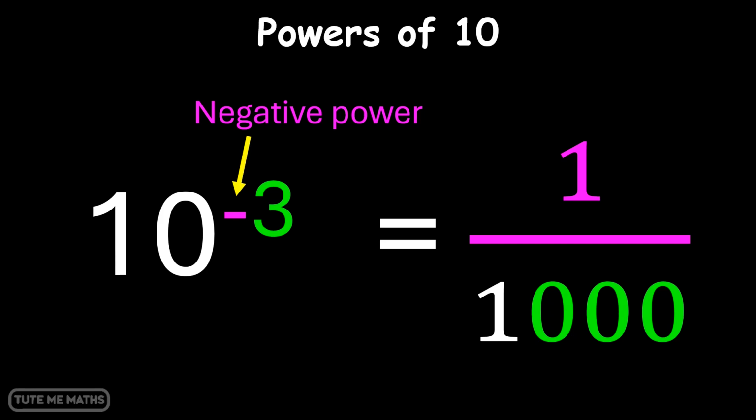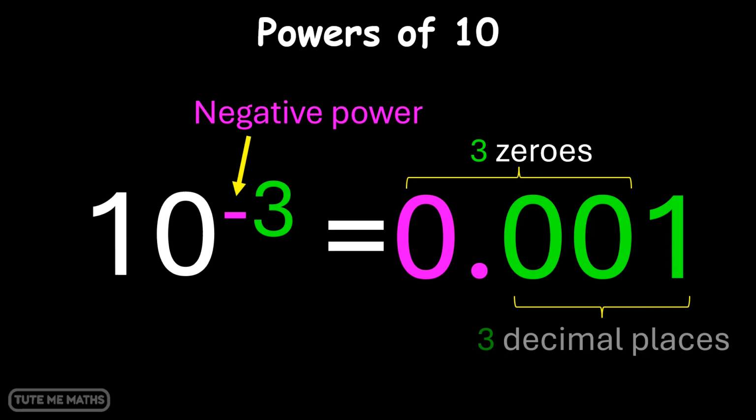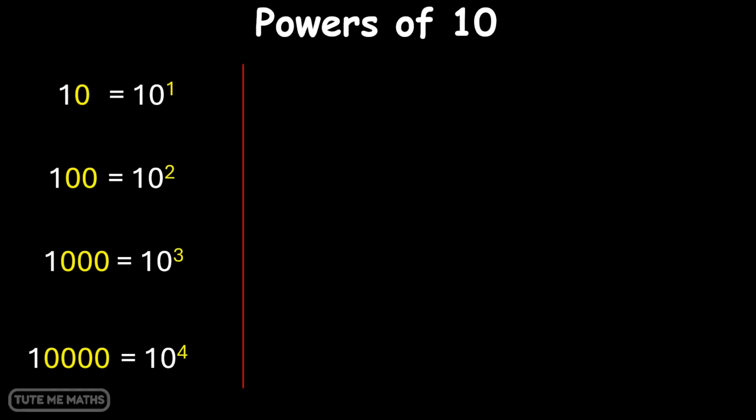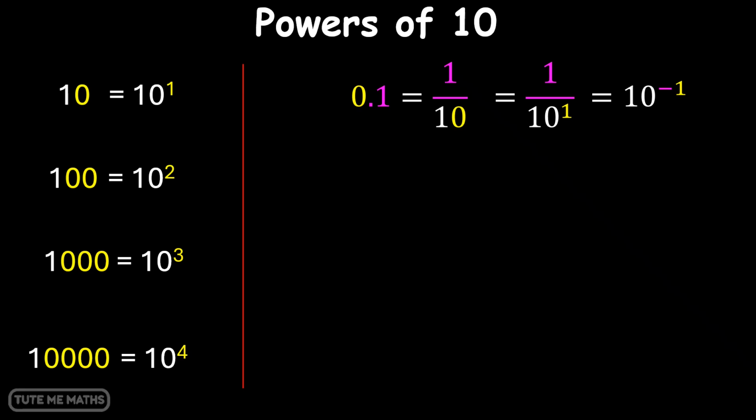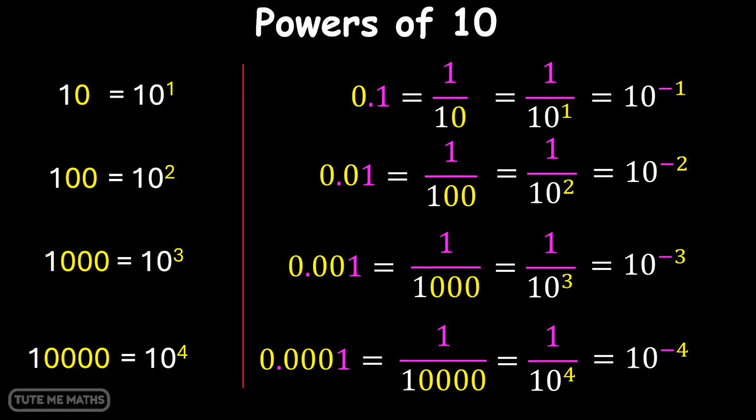In other words, we write it as a fraction with 1 over the same value as the positive case. So the number of zeros in the denominator still matches the power. When written in decimal form, with a 0 in front, then conveniently the number of zeros still matches the power of 10. Further, the number of decimal places also matches the power. Hopefully these little tricks will help you better understand how to write powers of 10 for both positive and negative powers. This is vital for changing numbers to and from scientific notation.